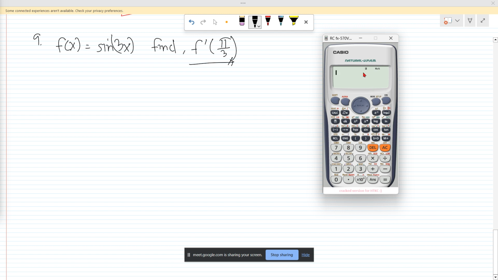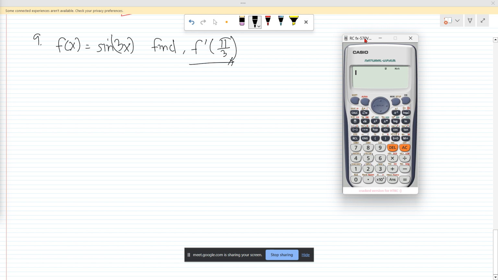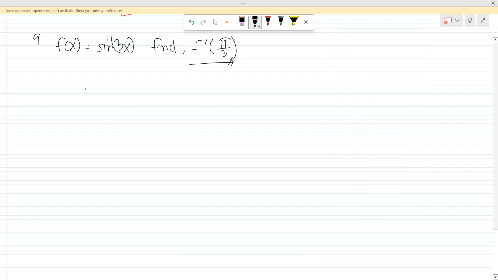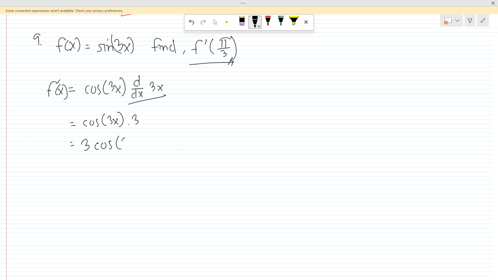Pero syempre, before we substitute the value, we need to take the derivative first. Okay, so let us proceed with the derivative. So sir, what is the derivative of our sine 3x? So f prime of x would be what? Cosine of 3x, then d over dx po ng ating 3x. Therefore, from this one, we have cosine of 3x. What is the derivative of our 3x? And that is equals to 3. So we have here 3 cosine of 3x.